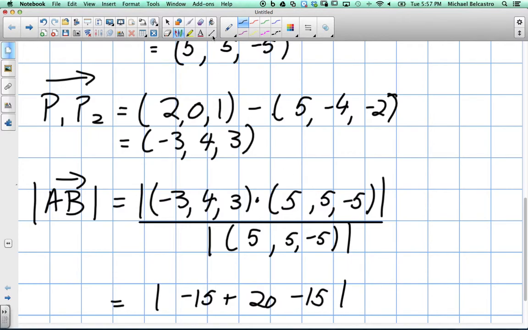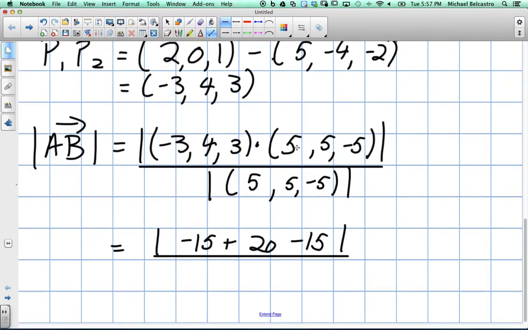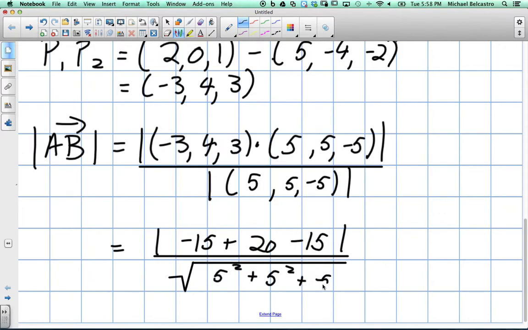Okay? And we need to find the absolute value of that, and then the magnitude of this. When we find the magnitude of a specific coordinate, we find the square root of all of those terms squared and added together. Do you recall that from an earlier chapter? Yeah. So we're going to find 5 squared plus 5 squared plus a negative 5 squared. And then we're going to square root all of that.